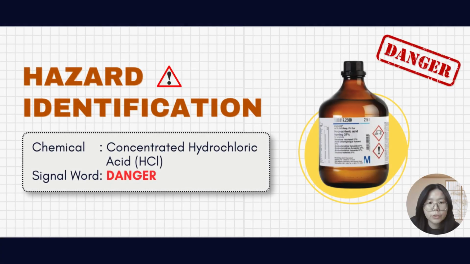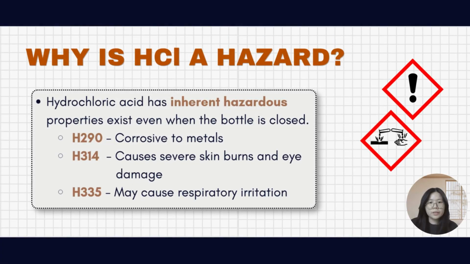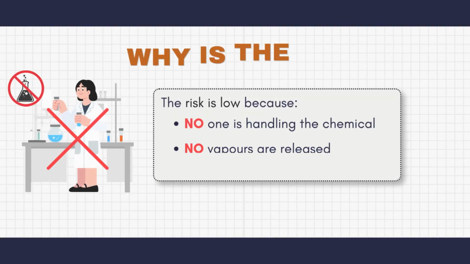In this scenario, the hazardous chemical is concentrated hydrochloric acid. According to the safety data sheet, it carries the signal word danger because it has the potential to cause serious harm. HCl is hazardous because it is corrosive to metal, causes severe skin burns and eye damage, and may cause respiratory irritation. These hazardous properties are inherent, meaning they exist even when the bottle is tightly sealed.